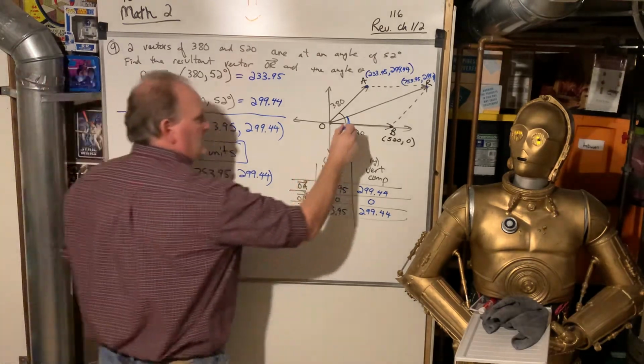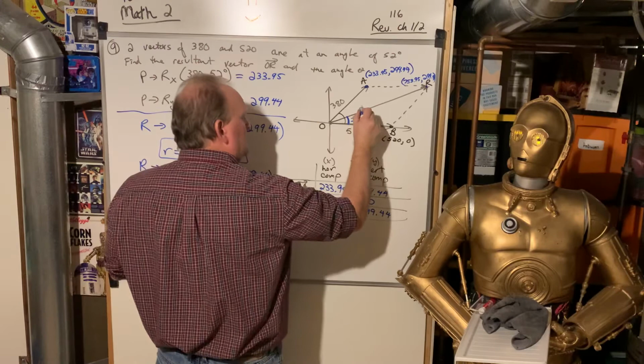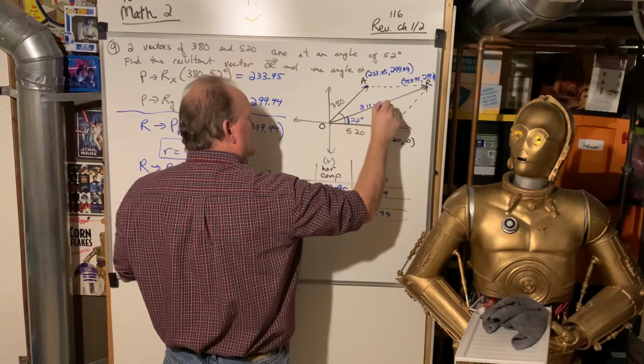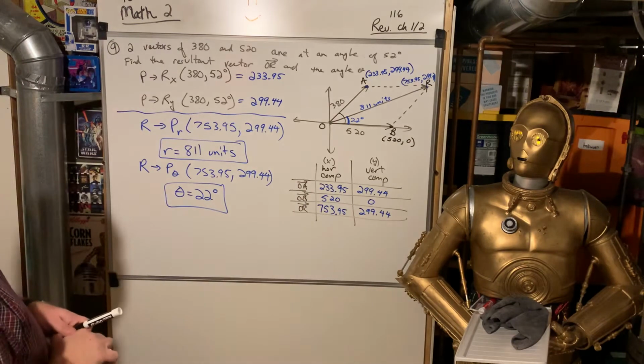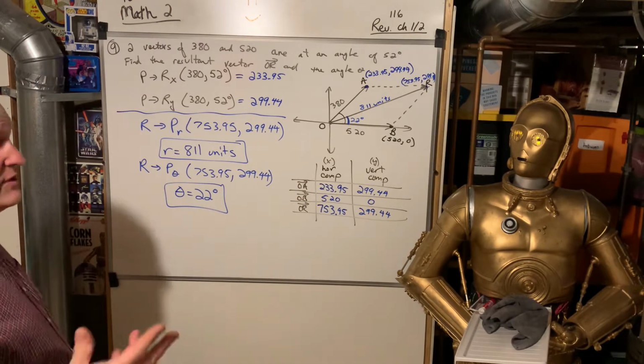And so that is our answer. This is 22 degrees, and this is 811 units. That is the resultant vector. So not easy. There is another way to do it.